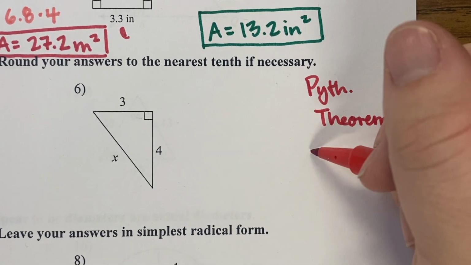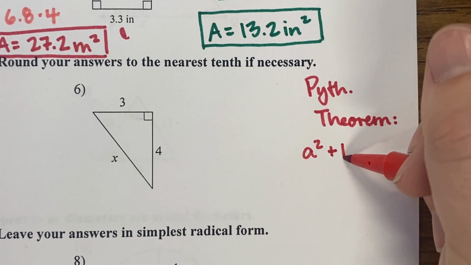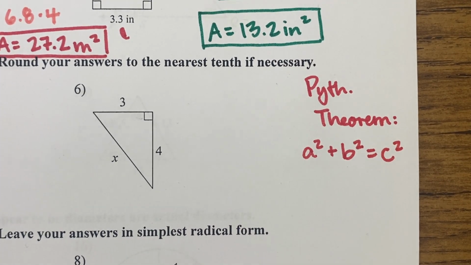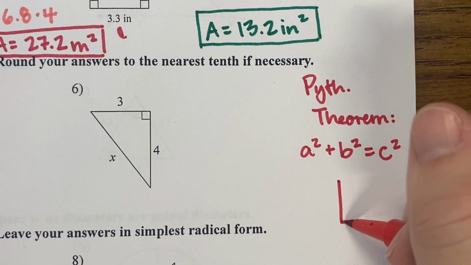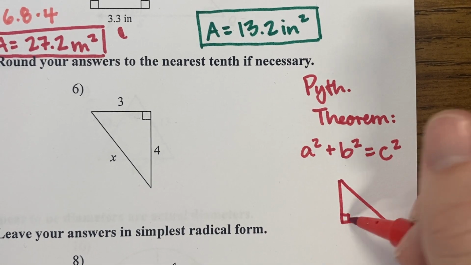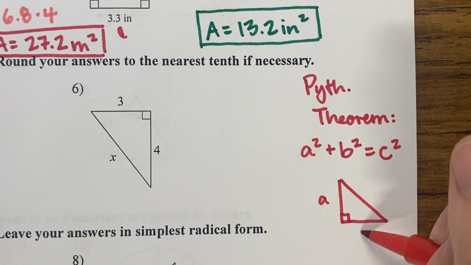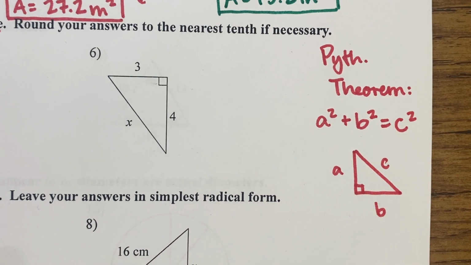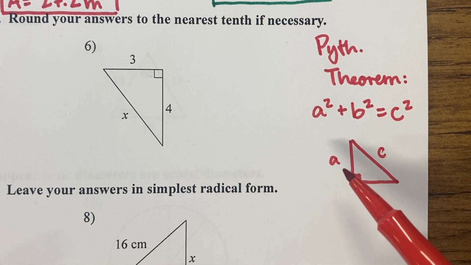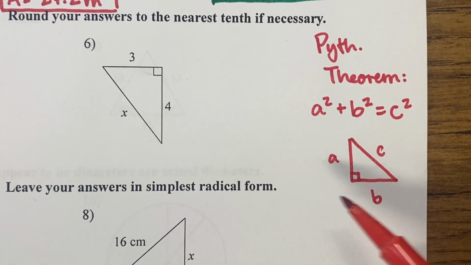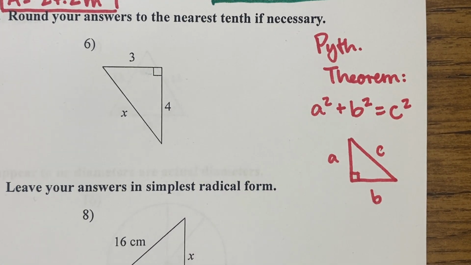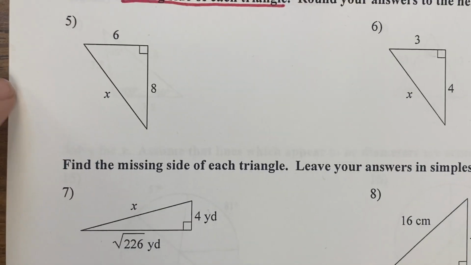Our Pythagorean Theorem is a squared plus b squared is equal to c squared. Remember where we get a, b, and c from. If I have a little right triangle, my a and my b make up the legs, and my c is always the hypotenuse. Remember, a and b can be switched. It doesn't matter which leg is a or b, but c always has to be the hypotenuse. That's the important one. Okay, so let's go ahead and look at number 5.